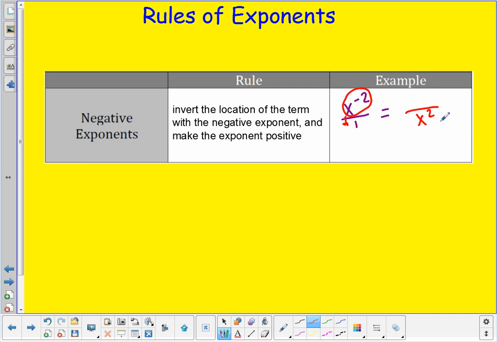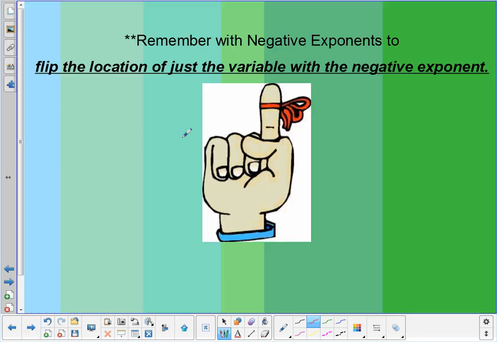So since I want my negative to turn positive, I'm going to move it down. Now, there was nothing else up top with the x squared. There was just a 1 in front, so it's just a 1 on top of that fraction. And that is what my new fraction looks like. So when you flip negative exponents, one thing we need to be careful of is to only flip the variable with the negative power. We only flip the part that has the negative power. We don't flip the whole thing. So that's something to take note of.